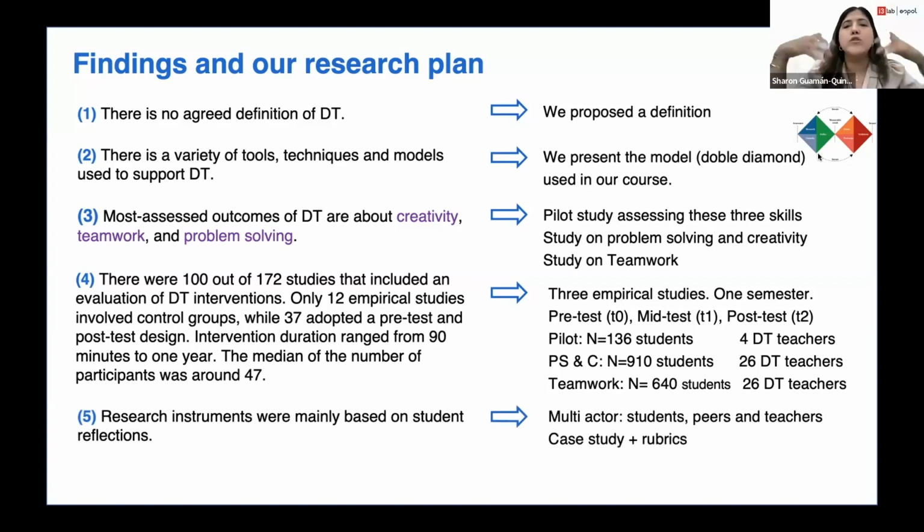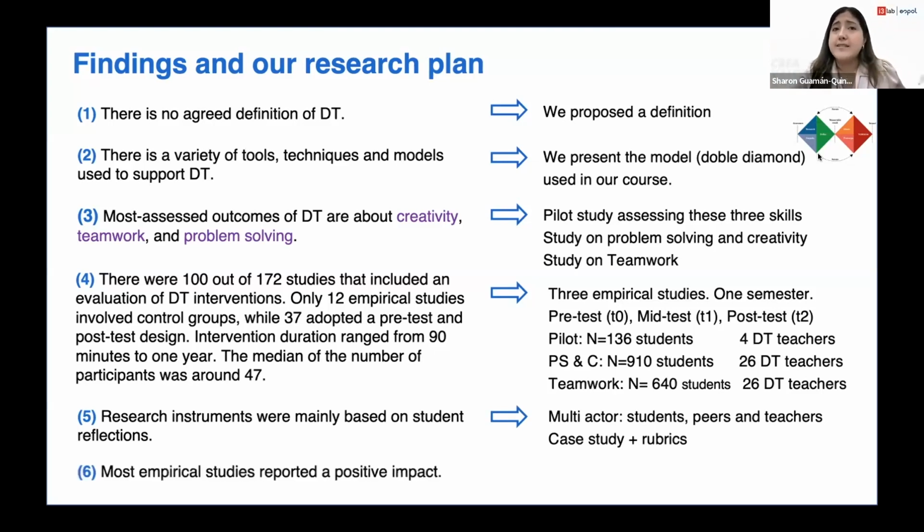Another thing that we wanted to try was to add a multi-actor perspective, since the research instruments that we found were mainly based on students' self-reported reflections. So we wanted to add a multi-actor perspective: self-assessment by students, and assessment by peers and by teachers. Okay, and we used a case study and rubrics. Most of the empirical studies that we found in the literature reported a positive impact, which was good, and I will show you what happened with our studies.